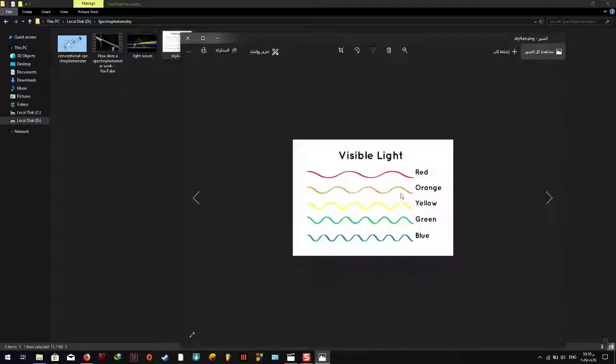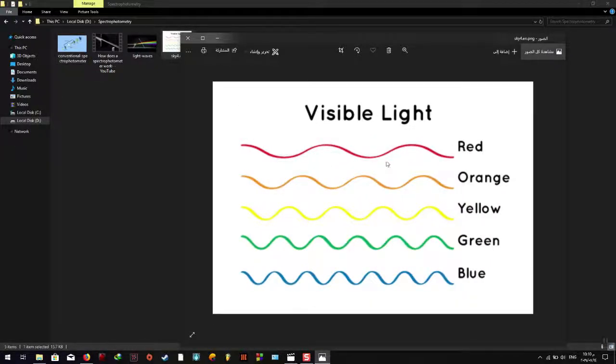Here we have the visible light, as we have seen, when it is converted to its original colors from red to blue. As you can see, the red has a longer wavelength. You could measure this distance, which is much longer than this, and this is much longer than this, and so on until we reach the blue, which is the shortest wavelength of the visible light, about 400 nanometers. A nanometer is one billionth of a meter.